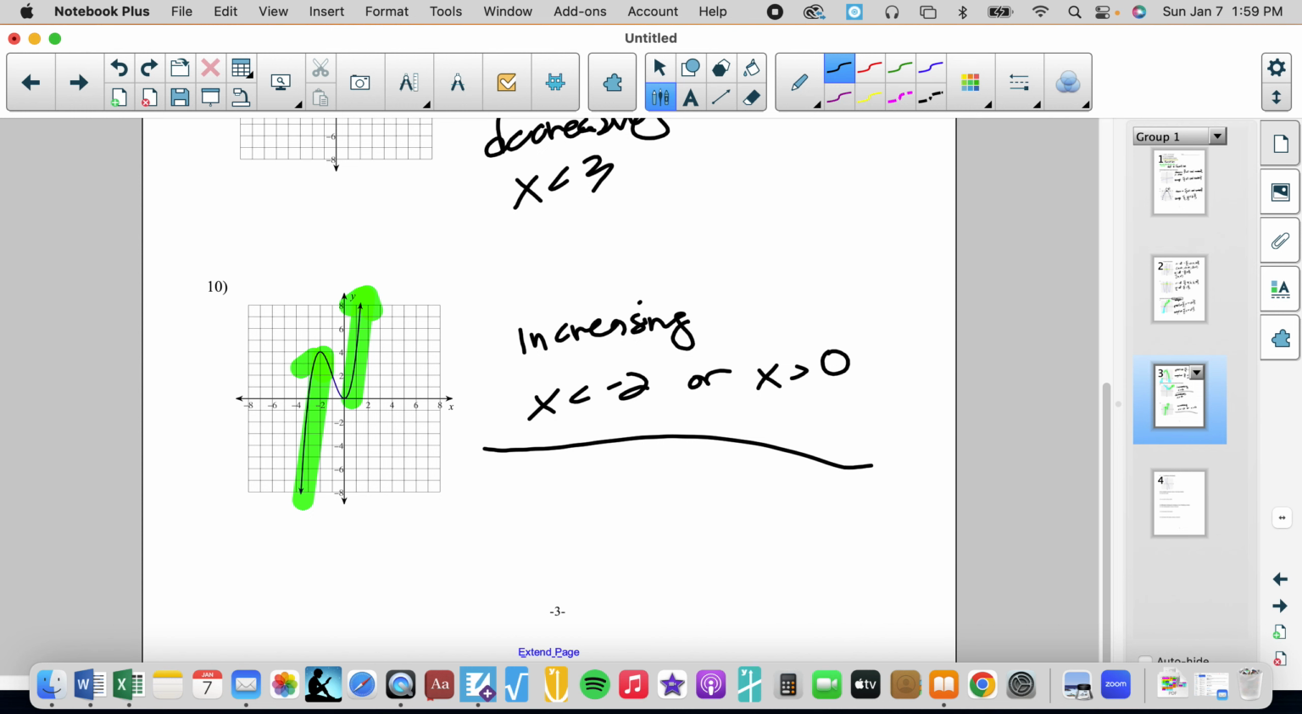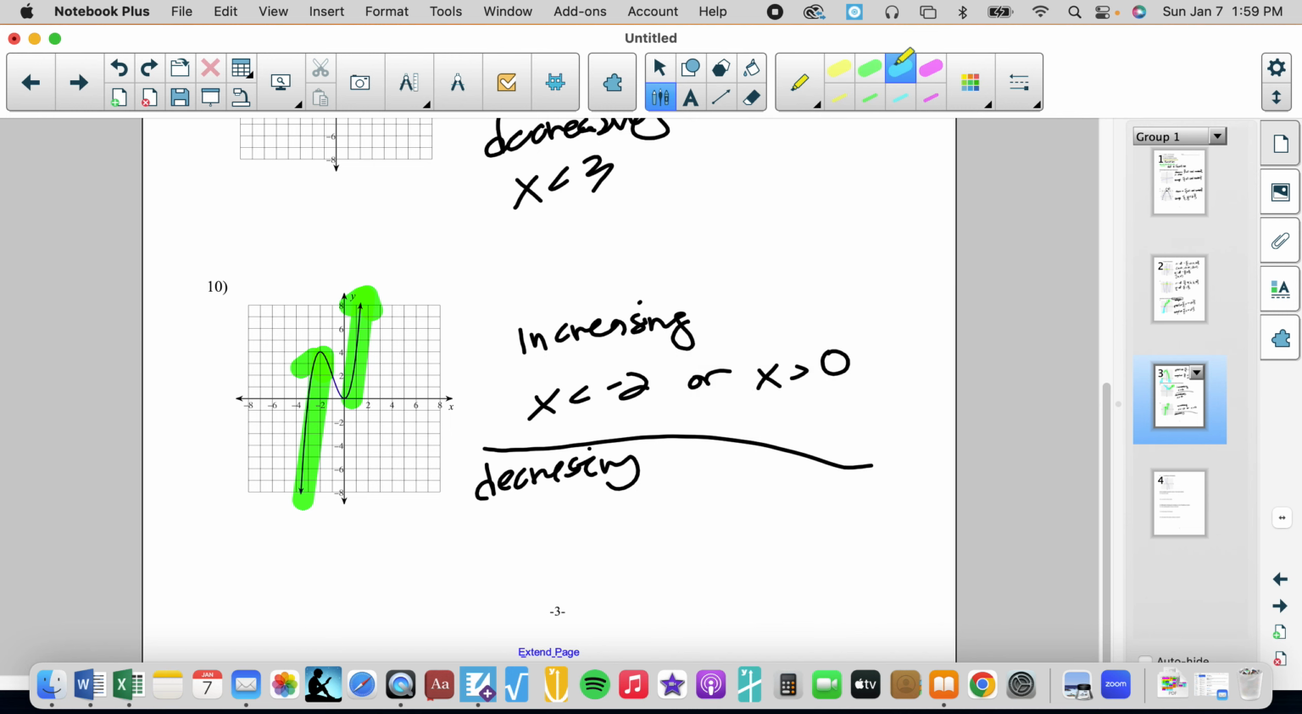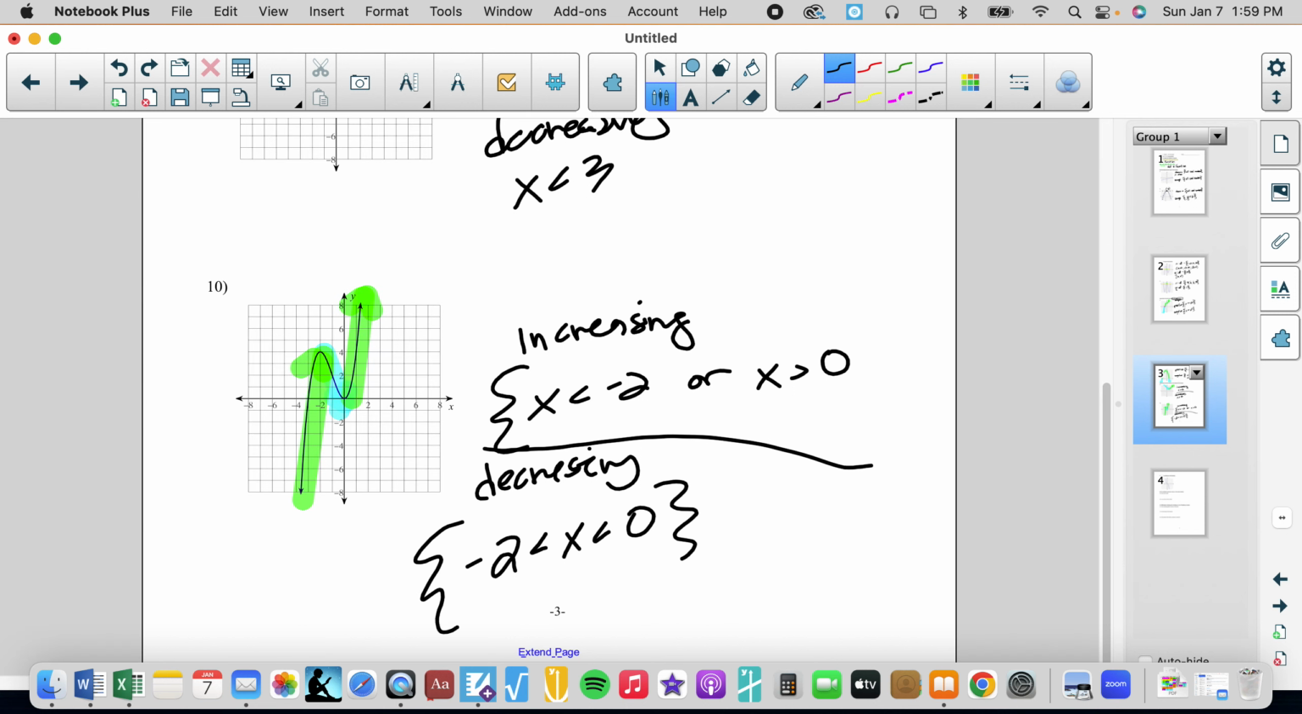So when is it decreasing? Decreasing is going to be between these two sections. That's when it's decreasing. It's decreasing from there. So between -2 and 0. So I write -2 is less than x, which is less than 0. And those are my solutions.